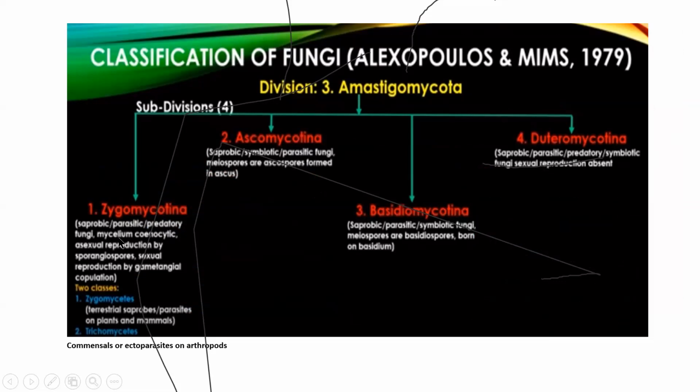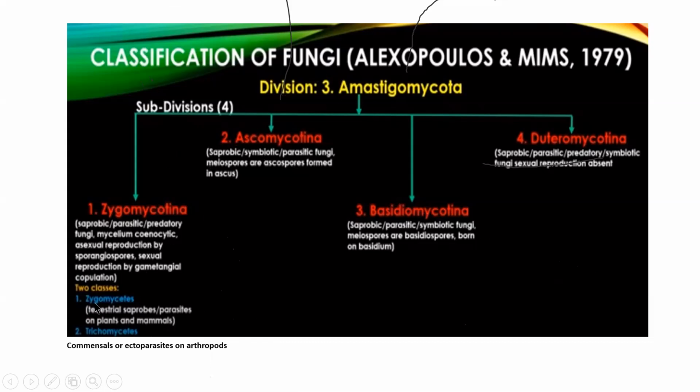In Zygomycotina, the fungi are saprophytic. You have even a parasitic mode of nutrition. You have predatory fungi. Predatory means those which prey on nematodes, nematode trapping fungi. I had told you about hyphal traps when I was discussing the general characters, hyphal traps which trap the nematode. The mycelium is coenocytic. Asexual reproduction is by sporangiospores, that is endogenous spores, and sexual reproduction by gametangial copulation. This also I had discussed in the previous class. So Zygomycotina has all these characters.